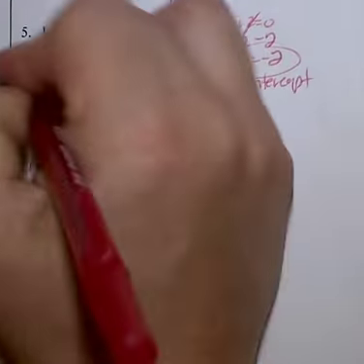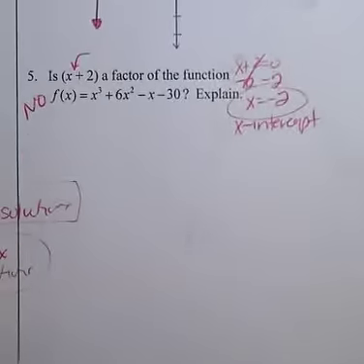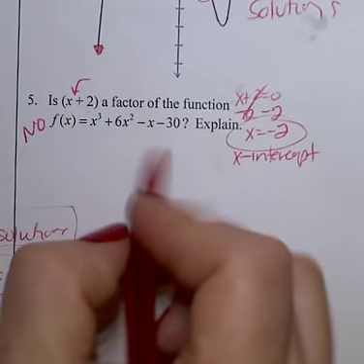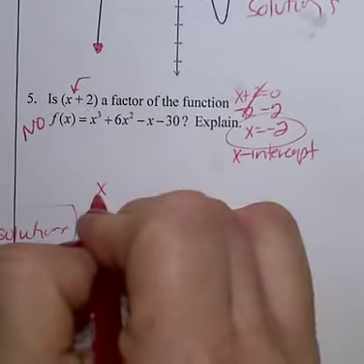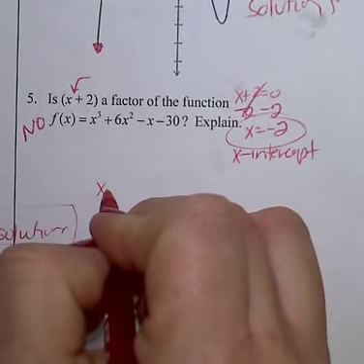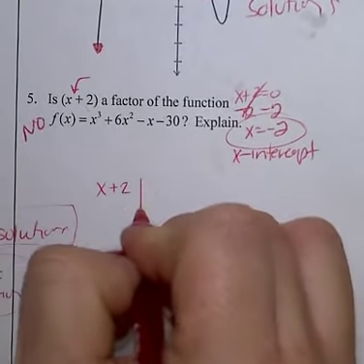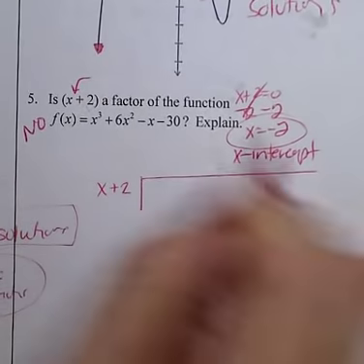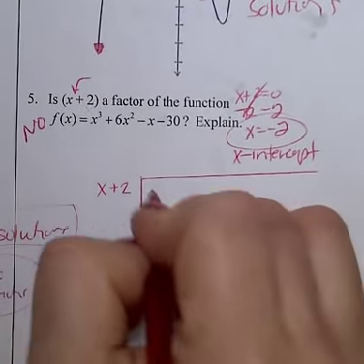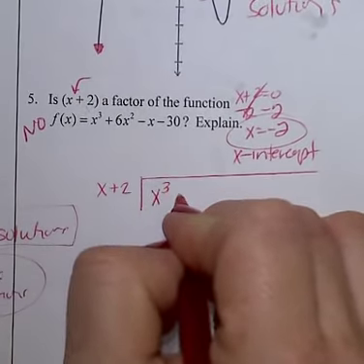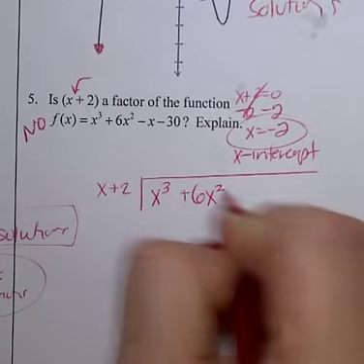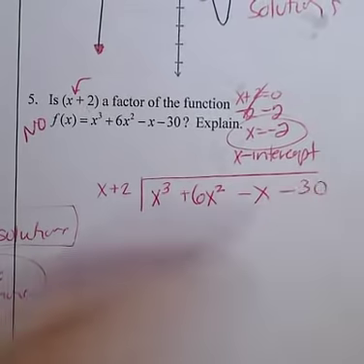I know that my math has to equal an answer of no. How do we do this? Right, there's two ways to do it. I'm going to show long division to start with, and I will show synthetic afterwards. So let's start with x plus 2, then we have x cubed plus 6x squared minus x minus 30.